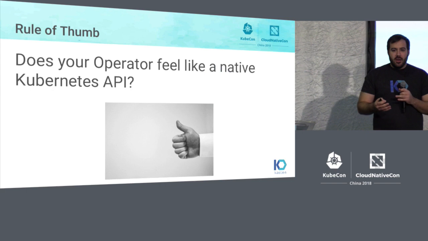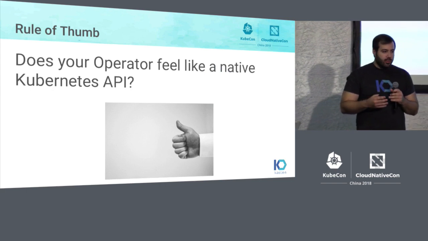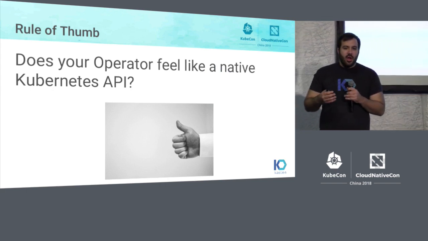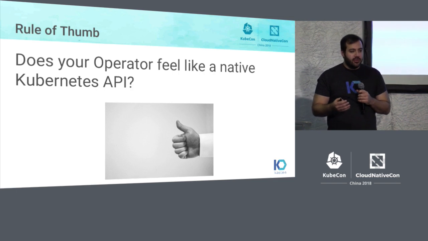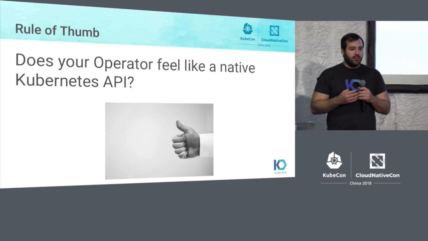The rule of thumb that we developed to try to figure out if our operators were production ready was to compare the operators to core Kubernetes APIs and controllers. By doing this, we were able to implement APIs that felt familiar to developers and also integrate with existing tools from the community.